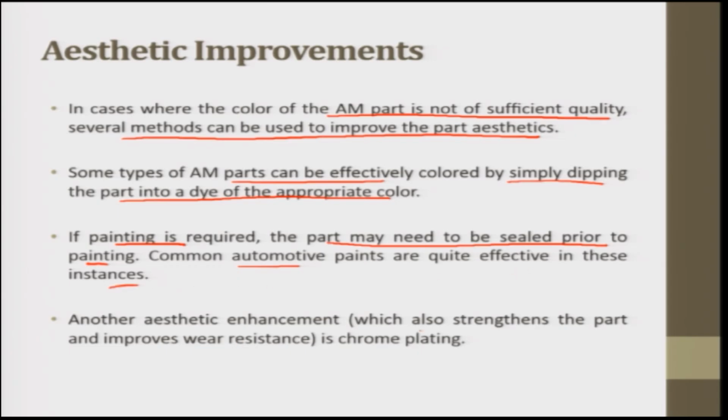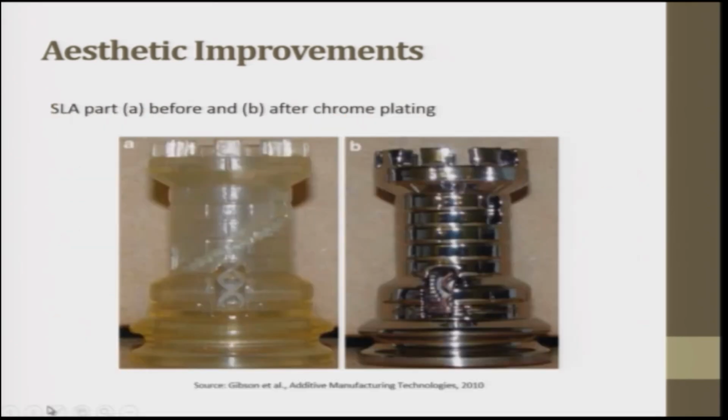Another aesthetic enhancement, which also strengthens the part and improves wear resistance, is chrome plating. So, in this figure, an SLA part that is produced, maybe using nylon, is chrome plated. After chrome plating, several materials have been coated onto additive manufacturing parts, including nickel, copper and other coatings. In some cases these coatings are thick enough that in addition to aesthetic improvements, they also help the part get robust enough to use as tools for injection molding or for EDM electrodes.